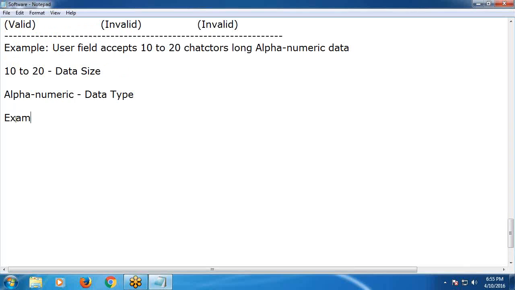Okay, next observe, another example. Already we used it. Phone number field accepts 10 digit numeric values only.